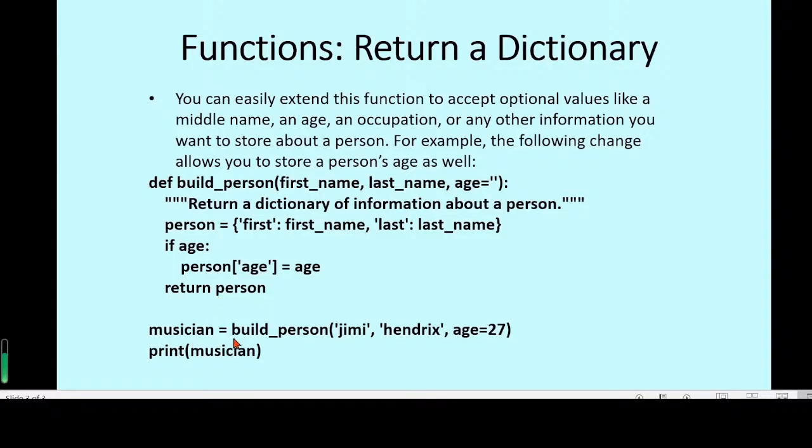So when you call this function, you input Jimmy Hendrix's first name and last name. Then you add a key-value pair like age equals 27. Then the musician will be a dictionary that includes information with key-value pairs for first name, last name, and age.